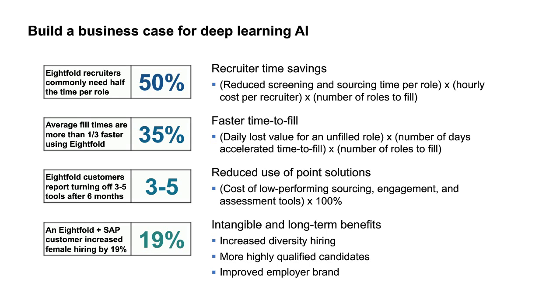According to a survey we did of customers, each of the customers reported turning off between 3 and 5 point solutions within 6 months of going live. So the savings are whatever the cost would have been to those solutions.